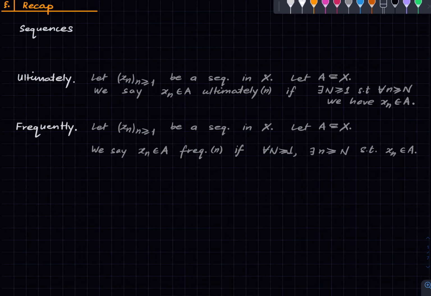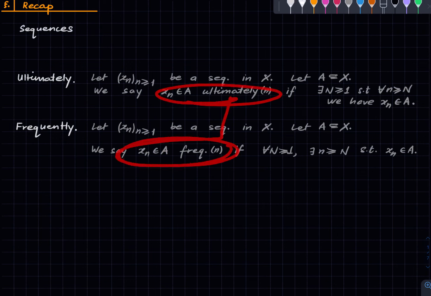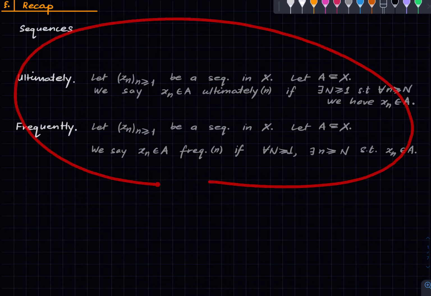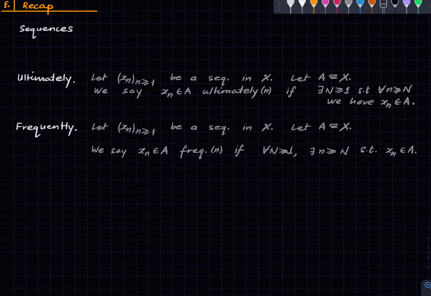So there doesn't come a time after which the elements of the sequence stop lying in A. They will always in future come back to A. Okay, so one thing should be clear: if something happens ultimately, then that also happens frequently, but the converse is not necessarily true. Okay, so once we have all this in our pocket, we can continue.